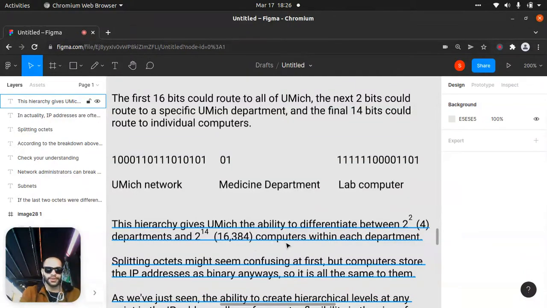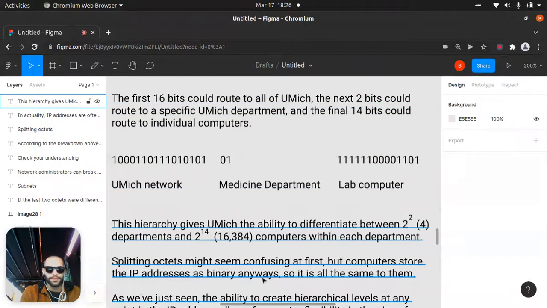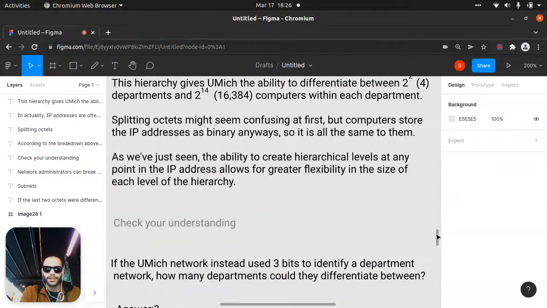16,384 possibilities for computers, so there can be devices, computers within each department, splitting. So for each department, don't forget it, for each department. For computers, it's like that. For medicine, it's like that. So 16,000. Anyway, splitting octets might seem confusing at first, but computers store the IP addresses as binary anyway, so it is all the same to them.